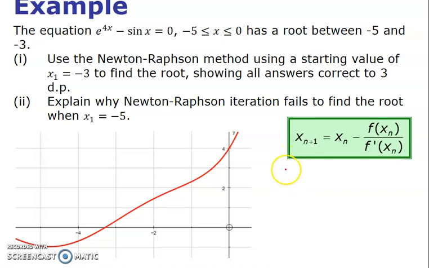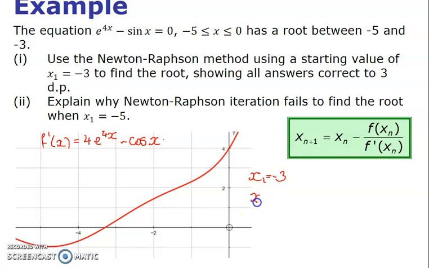So use Newton-Raphson with a starting value of minus 3. All right. And so if I just start off over here, I will need to differentiate it eventually, so I might as well do it now. f of x is 4e to the 4x, and when you differentiate sine, you get cos, so this is minus cos of x. And so when I start off on this, I'm going to say x1 equals minus 3.